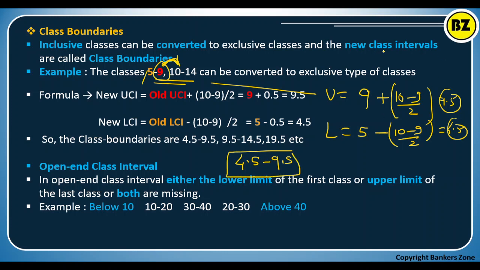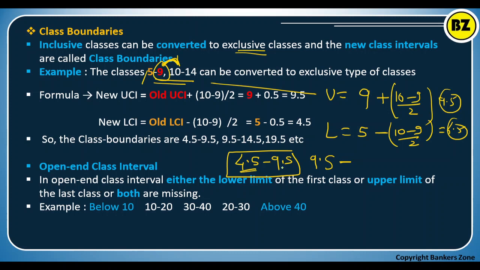We are calculating the interval for the new boundary. Okay, so now you are converting inclusive to exclusive, right? So 4.5 to 9.5. Next, obviously, will be 9.5 onwards, because it is exclusive type. Okay, we are converting to exclusive. That means it is repetition, right?